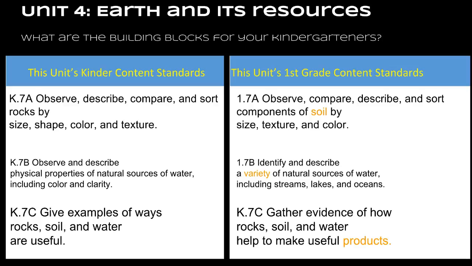When we talk about natural sources of water, next year students will be expected to name and identify a stream, lake, ocean, river, and so forth. For this year, just focus on describing different types of sources of water and really helping them understand that water has different color and clarity. Next year they'll be looking at identifying them by different properties. And then finally, K.7c, you are looking at examples of ways that rock, soil, and water are useful.